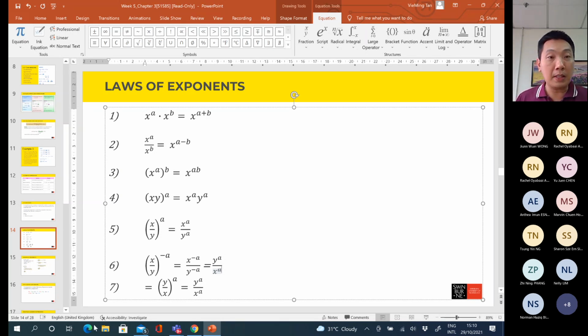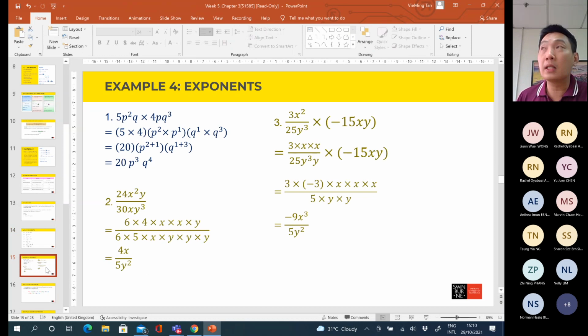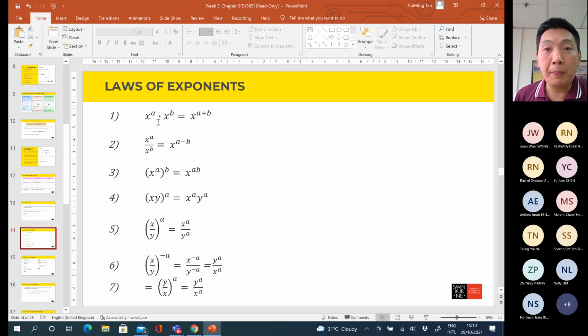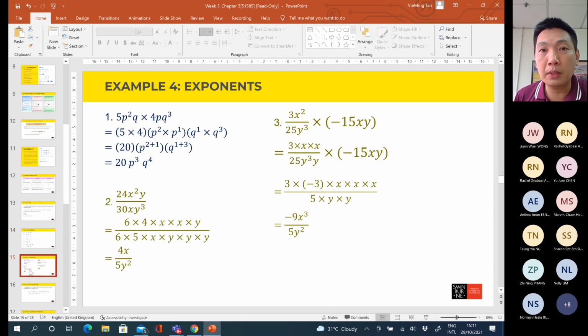So let's try some examples on how to apply this law of index, in order to simplify the algebraic expressions. Right now you may find that most of the expressions only involve multiplication and division activity, not plus and minus. Bear in mind, all the rules that we used just now will be applied only when they involve multiplication or division activity of the base number. So let's try out the example.